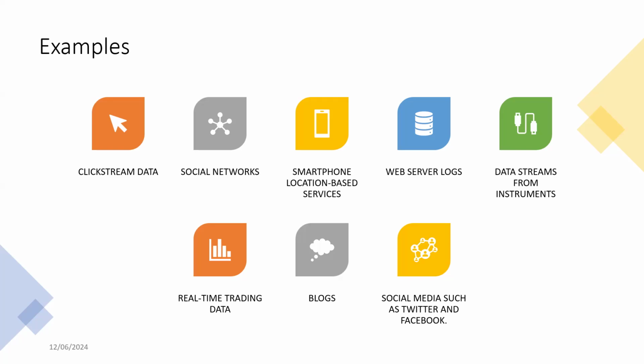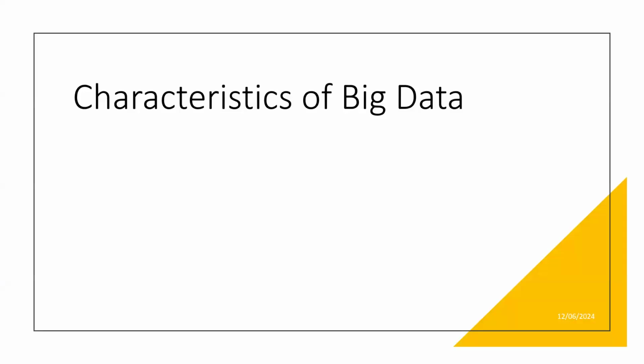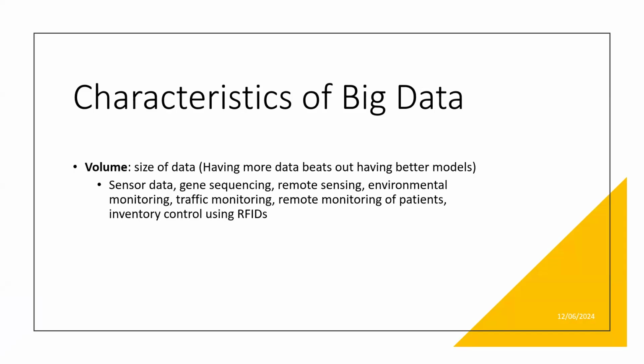Now let's switch to discussing the characteristics. How do you define that data is big? That is what we are going to discuss. That means the different aspects of big data, where they are used, and how you understand the nature of this data. The first one, I think everybody agrees, is the size of the data. So the volume: more data is better than having better models. That's why people are used to collecting more and more data.